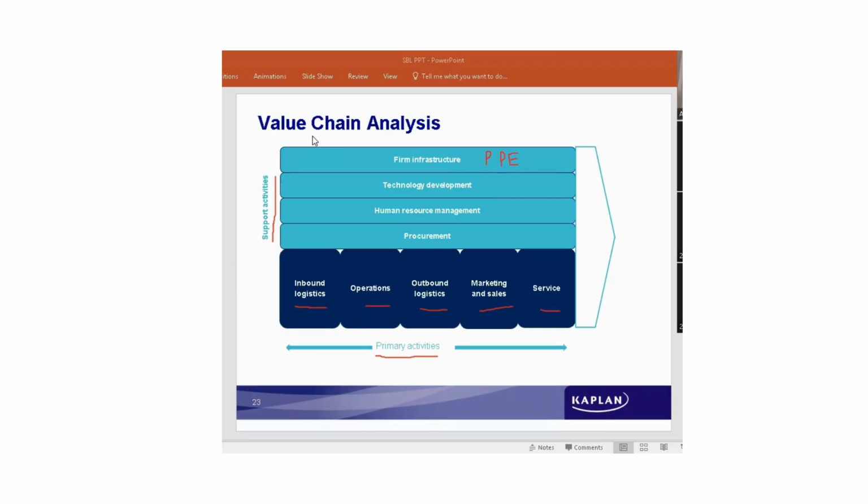Fourth one is procurement. See, procurement is about procuring the material. Material just does not come into the factory. Inbound logistics just does not flow into the factory. It has to be acquired.